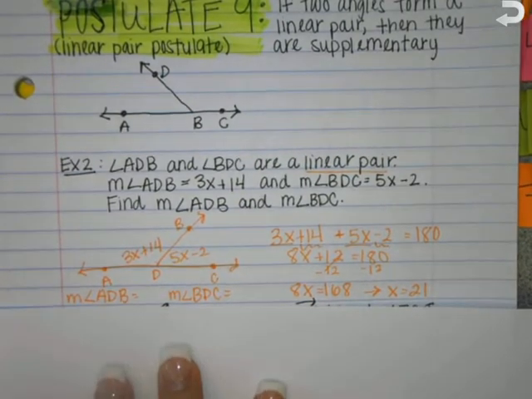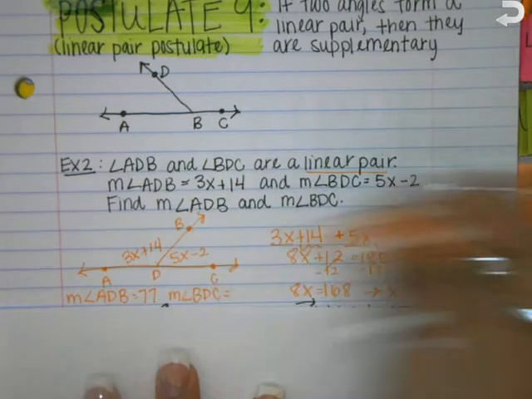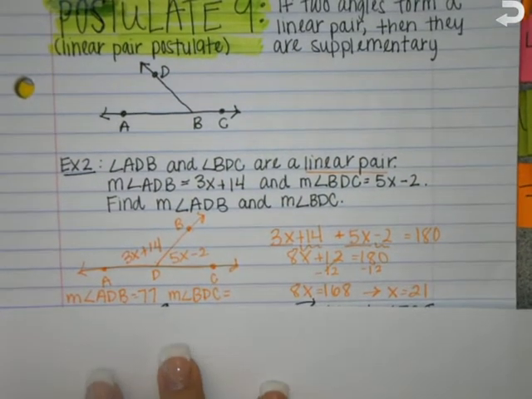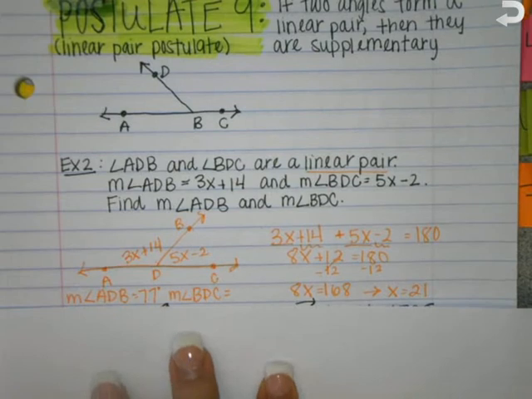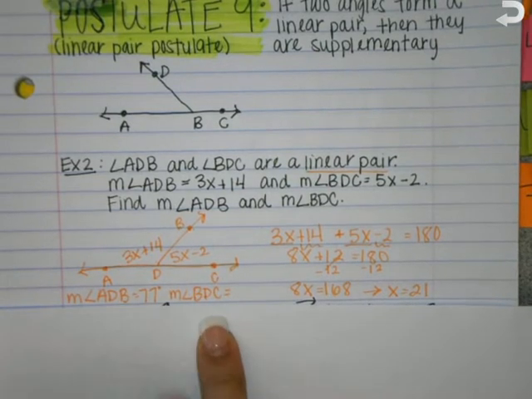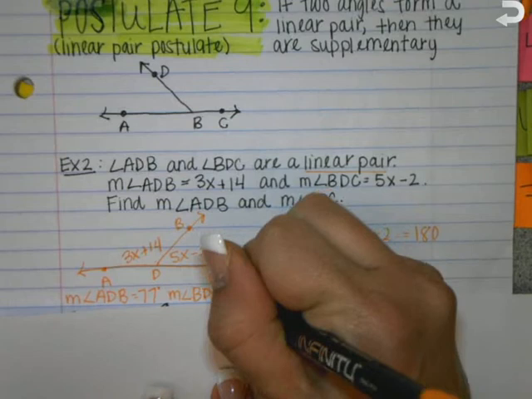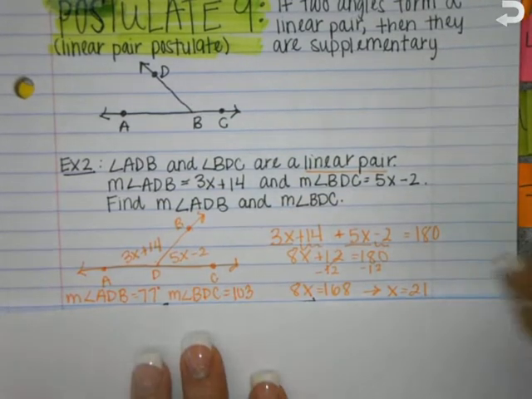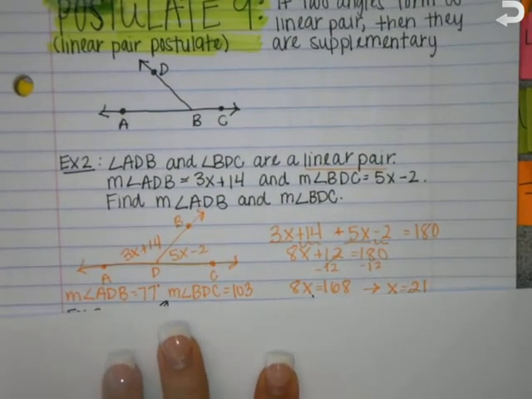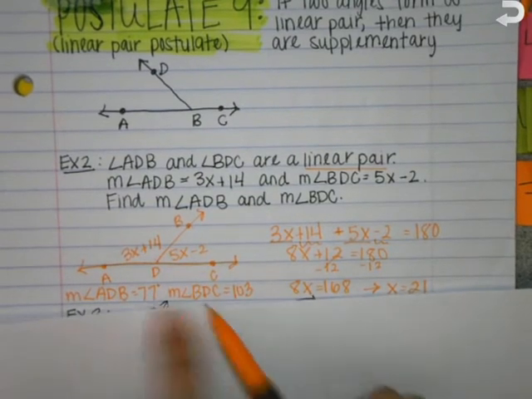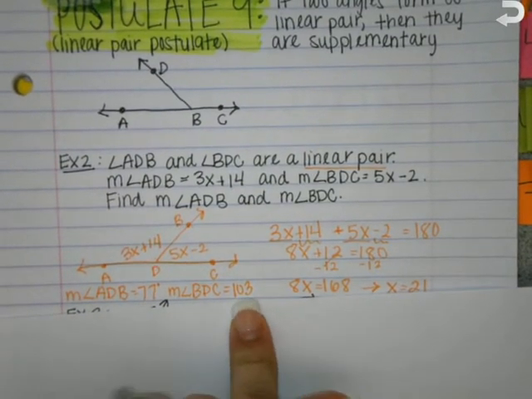Tim, what did you get for angle ADB? 77. Agree, disagree? 77 what? Degrees. And then, come on, what did you get for BDC? Still working? Okay, 103. So Delilah gave us a really good solution for checking that our answer is correct. 77 plus 103 should come out to what? 180. If it doesn't, something went wrong, okay?